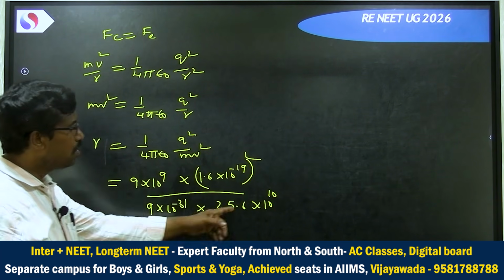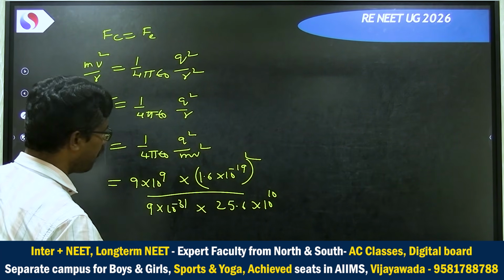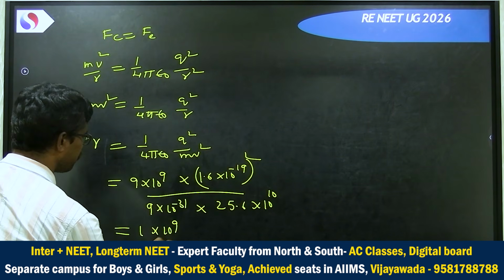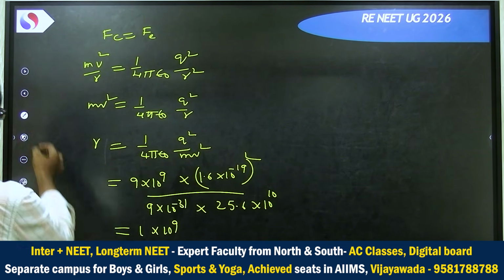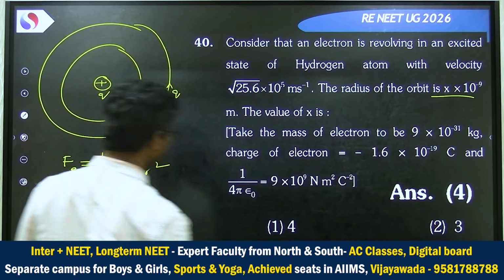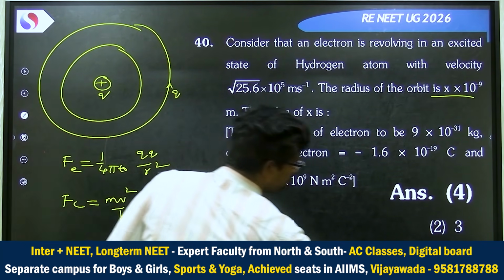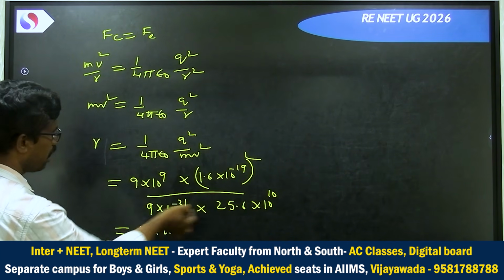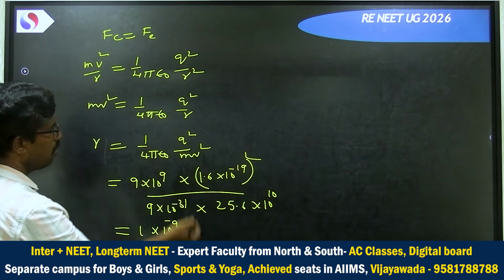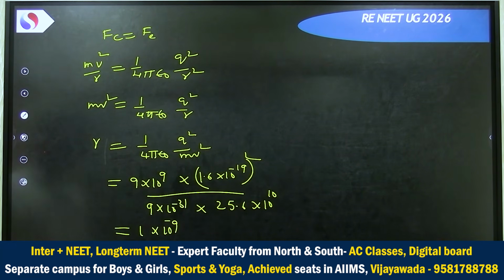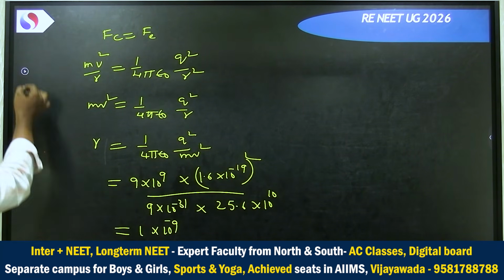We have to square 25.6. Finally it came out as 1 × 10^-9. The values cancel, 16 and 2.56 cancel, and finally we got the answer 1 × 10^-9.